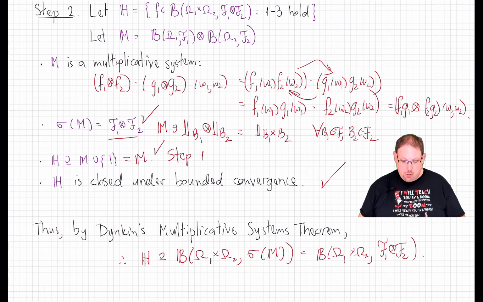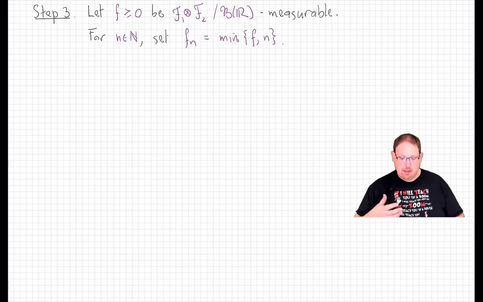We wanted to show that it's true for all non-negative functions, and what we've done is to show that it's true for all bounded functions. So now we need to do one further step of approximation, and take a non-negative measurable function and approximate it by bounded functions. So here's how we do that approximation.